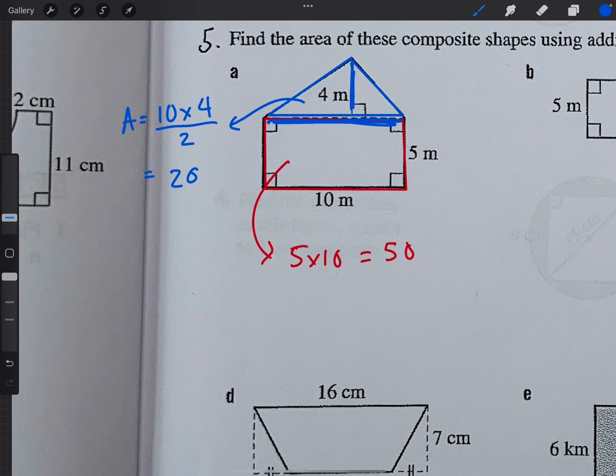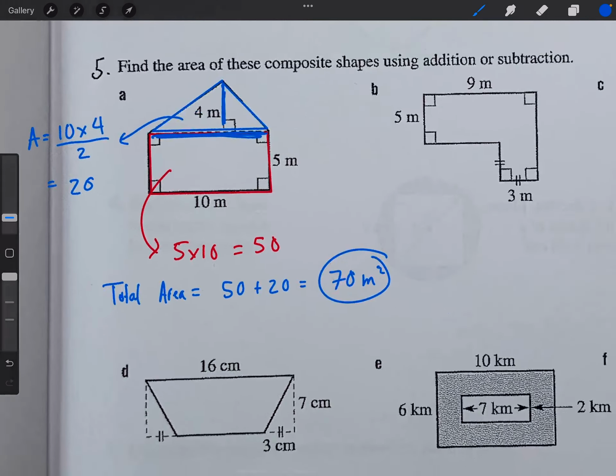So the total area is equal to 50 plus 20, and that gives you 70 meters squared. There's your answer.